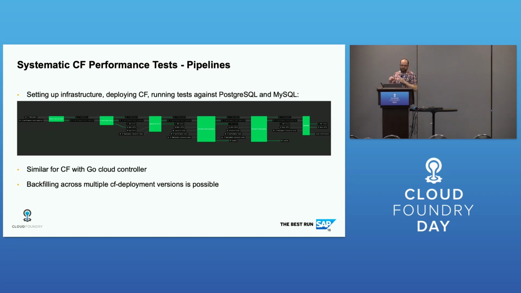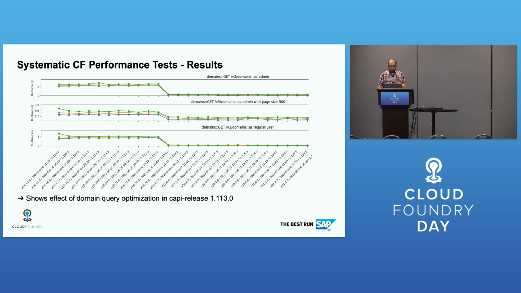This approach also supports backfilling across multiple CF deployment versions. That is, we can have kind of history for each new CF deployment release and check if there was a regression or an improvement. So, and here's one example.